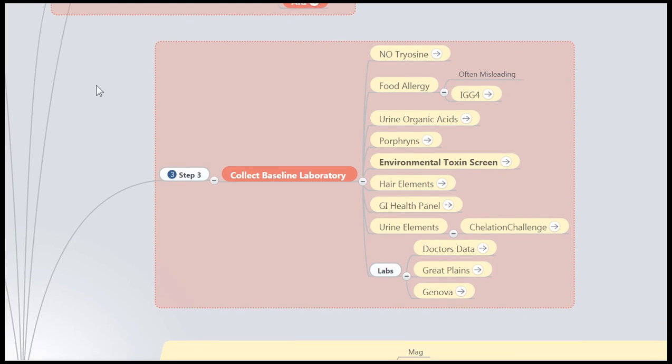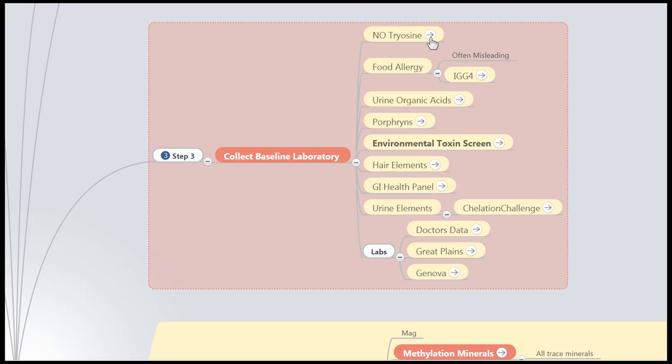So these are some of the baseline labs I would use. Nitrotyrosine is a marker for, and this is a link to the lab, of oxidative stress. Food allergies are often misleading because there's 4 different pathways. IgG4 is the most common one, and this links to the Great Plains lab test.